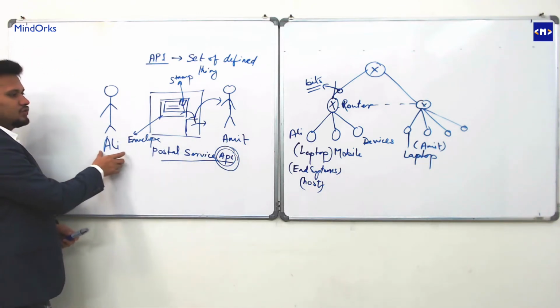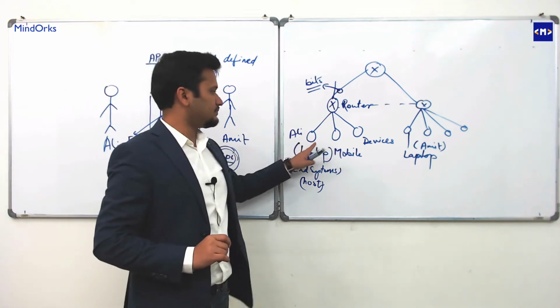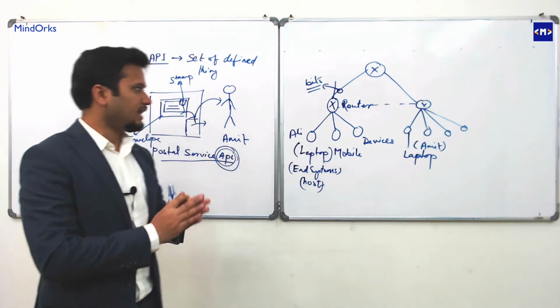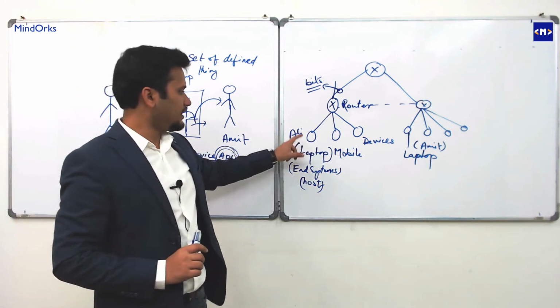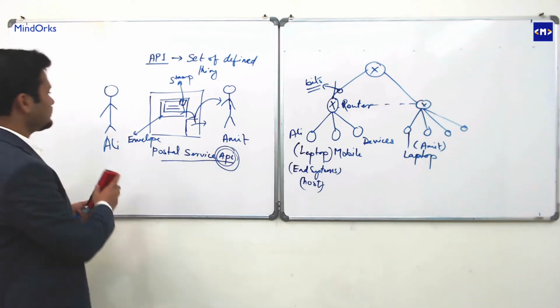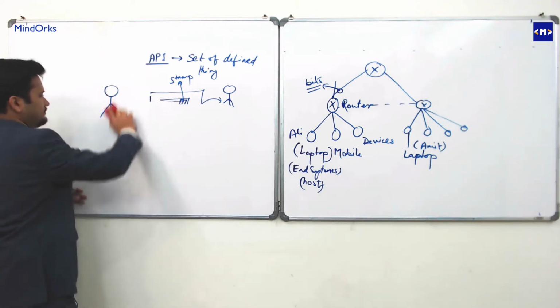Here we are, two people, and these are the end systems. There are two sets of programs that work on the internet for the end systems to communicate, and that is called the client-server program.